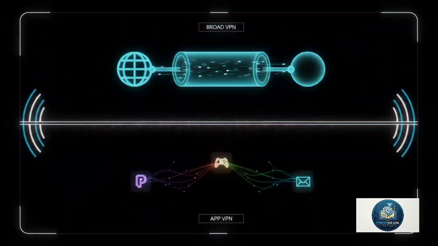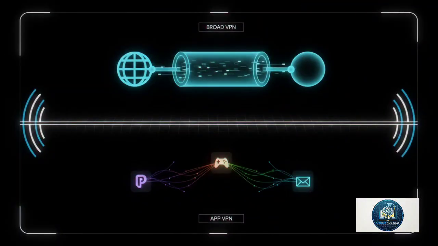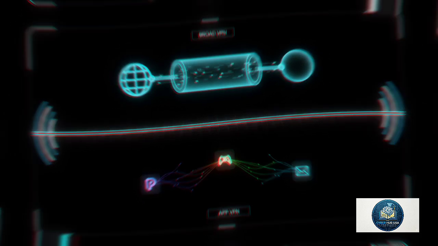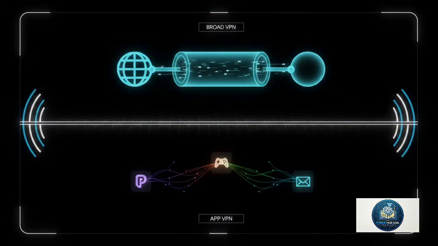That's why modern security heavily favors app-specific protocols like SSH or TLS, the very protocol that gives you that little padlock icon in your web browser. App-specific VPNs encrypt data per application. This gives network administrators the granular control to individually manage, secure, or even completely shut down a specific service without taking the entire network offline.